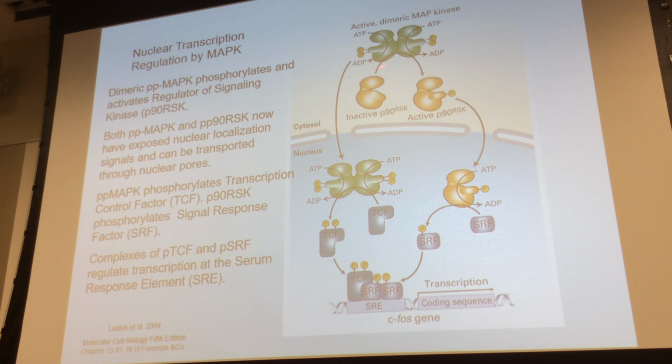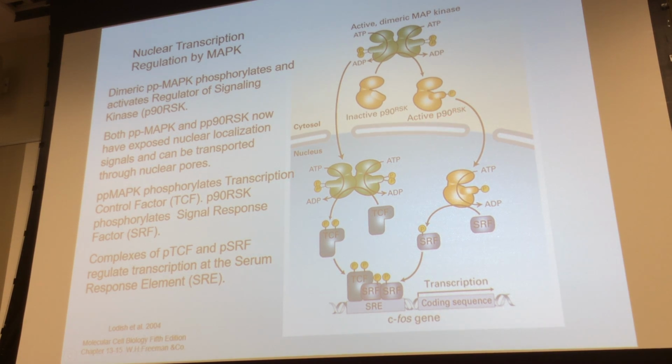Now, when you've got the dimer formed in the MAP kinase, then it allows nuclear pore passage as well. So it's hidden some parts that are not going to allow it to get through the nuclear pores. And it will now expose its nuclear localization signals as a dimer. So as a dimer, it can get into the nucleus as well. So we've got two kinds of kinases now that can get into the nucleus. We've got our RSK protein.